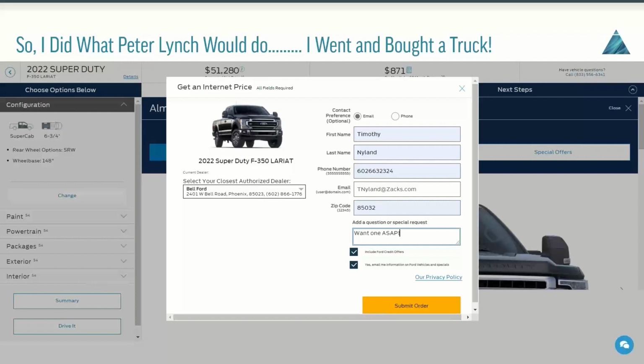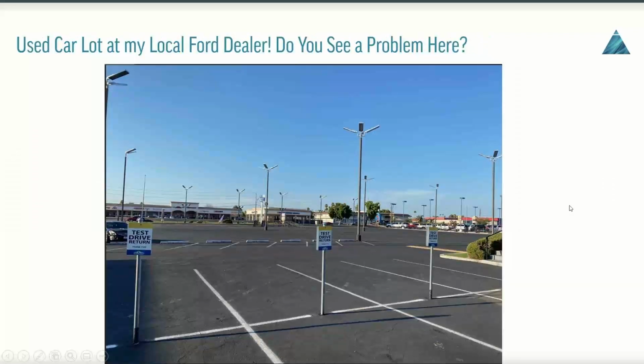I went out and bought a truck, and I started on the internet at the Ford.com website, and I literally just put in all my information for what I was looking for. I went with one of the highest in-demand vehicles you can get right now, which is a Ford F-350 fully loaded. And it automatically chose my closest authorized dealer, which was Bell Ford here in Phoenix. I do live in Phoenix. And I put my information in here. I said I wanted one ASAP, and I clicked submit order, and literally within an hour, I had multiple people calling me, hey, come on in, we want to talk to you. And I said, great, I'll come on in.